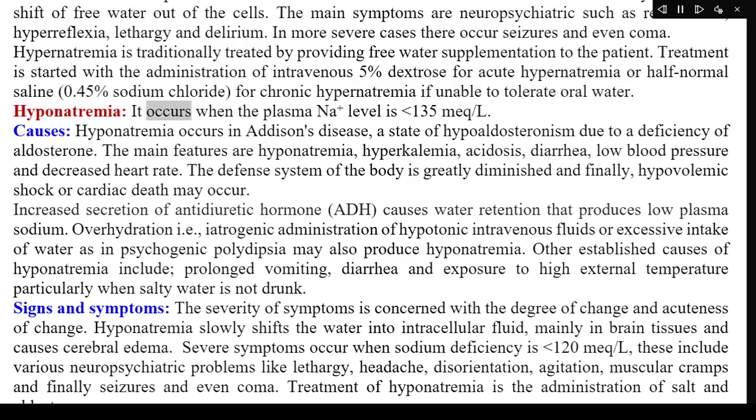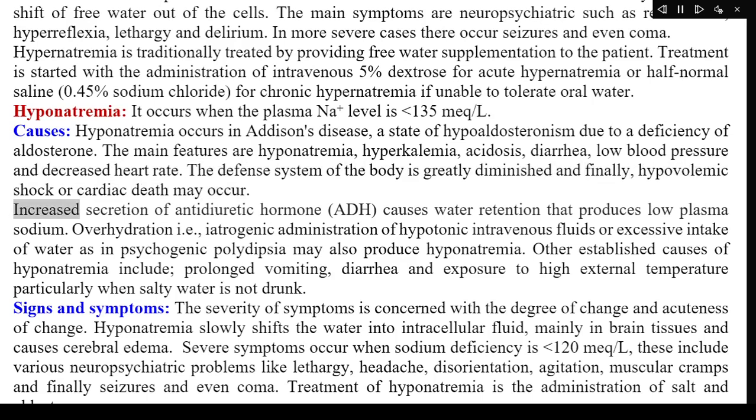Hyponatremia. It occurs when the plasma Na+ level is below 135 milliequivalent/L. Causes. Hyponatremia occurs in Addison's disease, a state of hypoaldosteronism due to a deficiency of aldosterone. The main features are hyponatremia, hyperkalemia, acidosis, diarrhea, low blood pressure and decreased heart rate. The defense system of the body is greatly diminished, and finally, hypovolemic shock or cardiac death may occur.